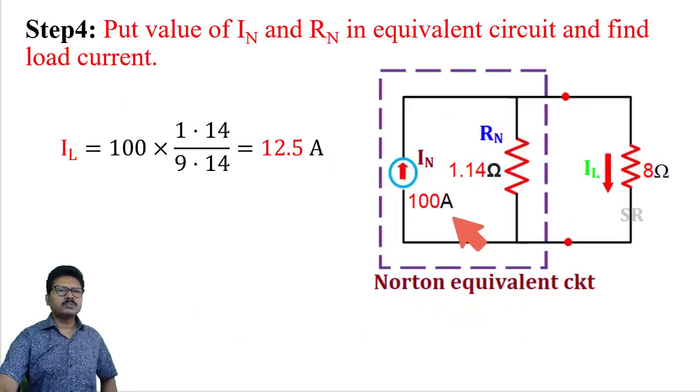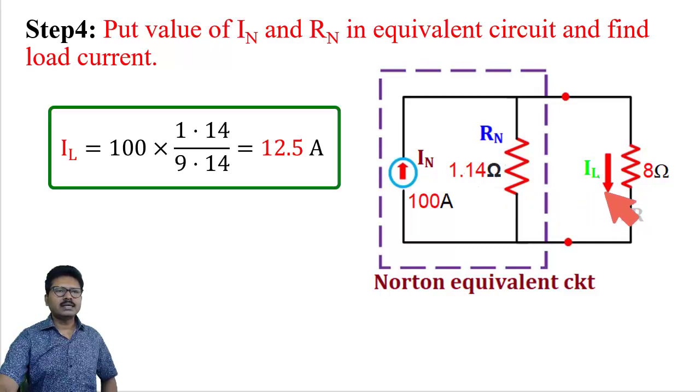Now at last we have to put the value of In and Rn. In is 100 ampere, Rn is 1.14 ohm, which is 8 by 7. And for this equivalent circuit, I will calculate IL. This is the load current through that 8 ohm resistance. What will be the value of IL? IL will be equal to source current, that is 100 ampere, multiplied by opposite path's resistance, that is 1.14, divided by 8 plus 1.14. Ultimately we got the current is 12.5 ampere. So this is the final answer.